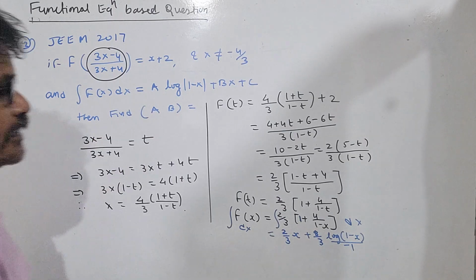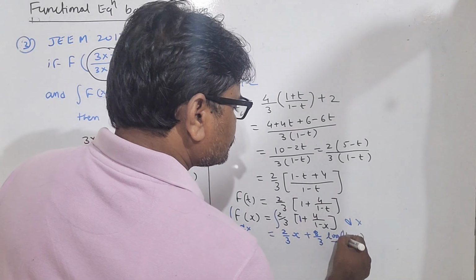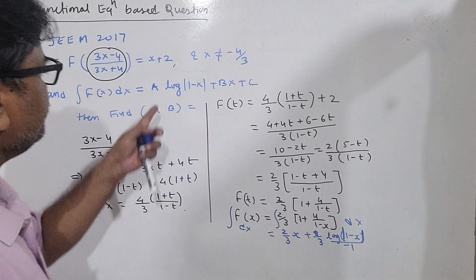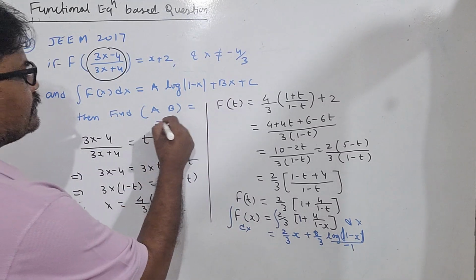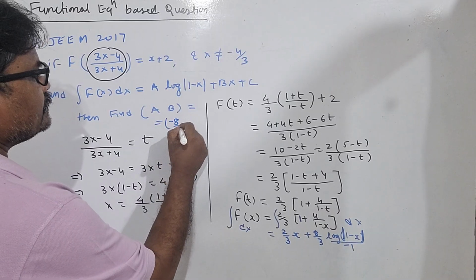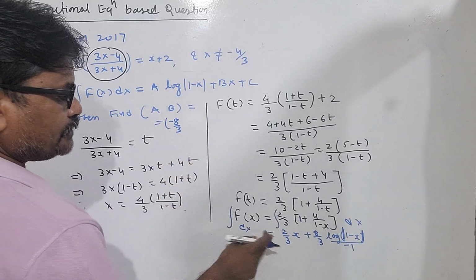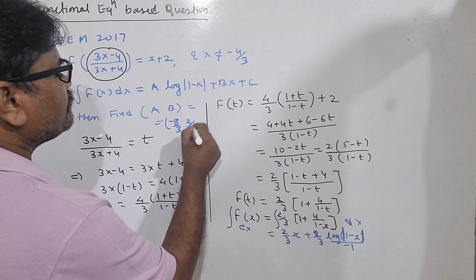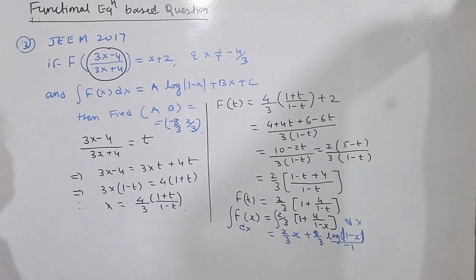Correct. Since it is log, this will remain in modulus, 1 minus x. Correct. So therefore the value of a is minus 8 by 3, and bx means b is 2 by 3. This is 2 by 3. Isn't it? This is very interesting.